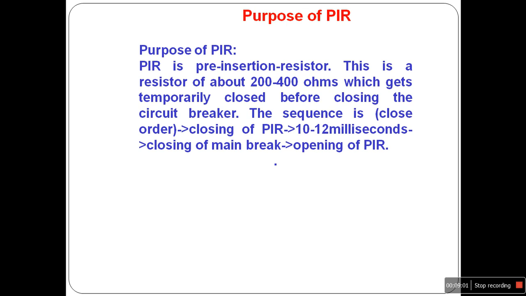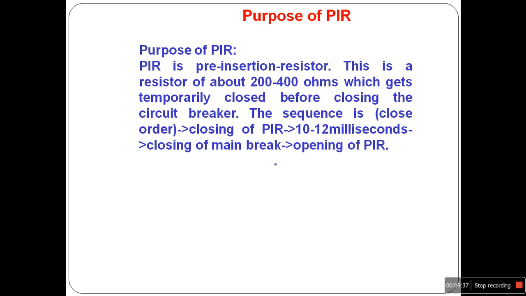Next comes the purpose of PIR. PIR stands for pre-insertion resistor, and it is connected in parallel to the contacts of the circuit breaker. Its value ranges between 200 to 400 ohms, and it gets temporarily closed before closing the circuit breaker. The sequence will be: first we close the PIR for 10 to 12 milliseconds, then we close the circuit breaker.